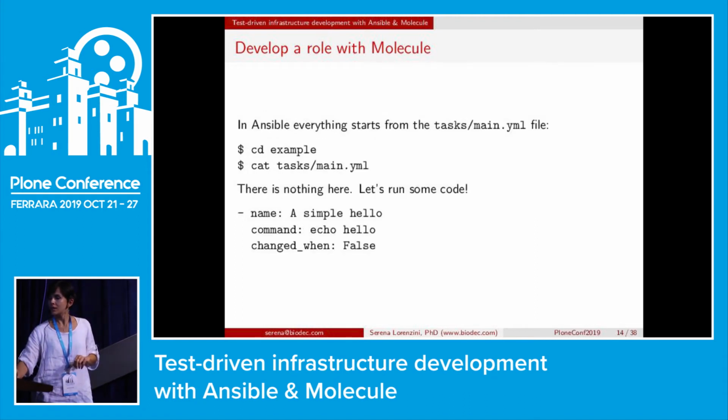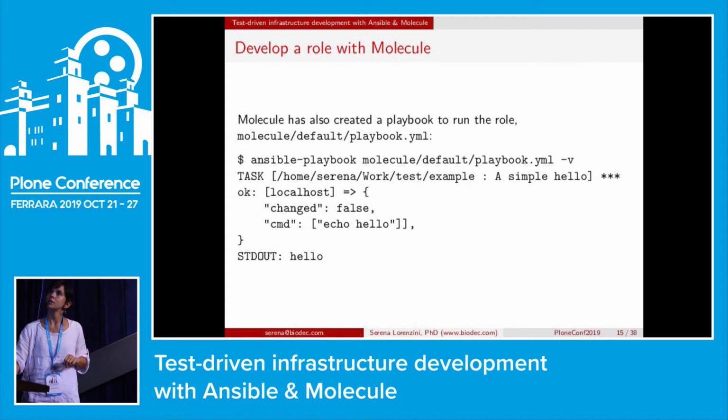Now, in Ansible, everything starts from the tasks main.yaml file. You have to call this file exactly like this, and Molecule has created an empty file, of course. Now I fill it with a very simple command to run some code. I want to say hello to myself, and don't mind the changed_when syntax. It is done for idempotency purposes, but I don't know if I have to dive into this.